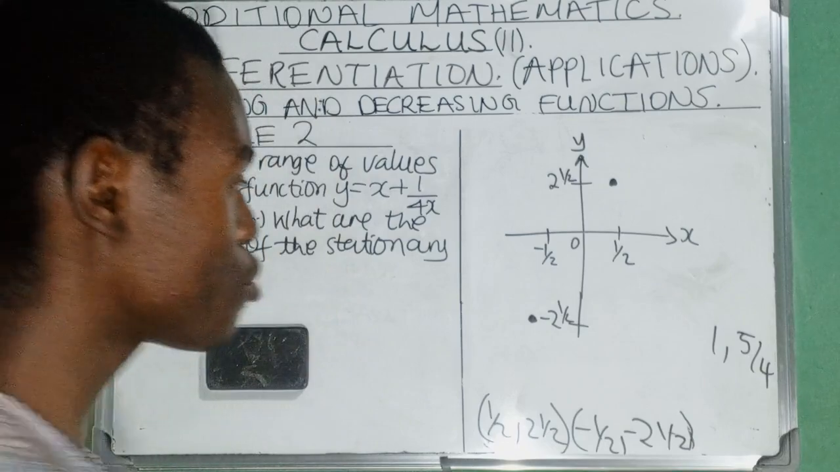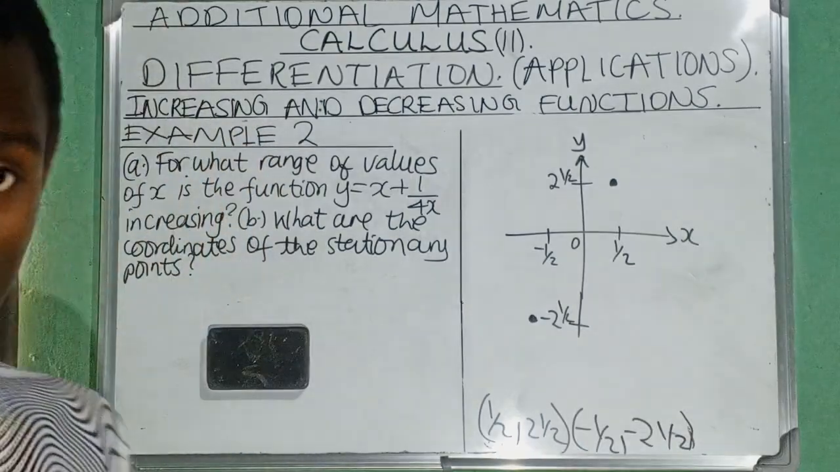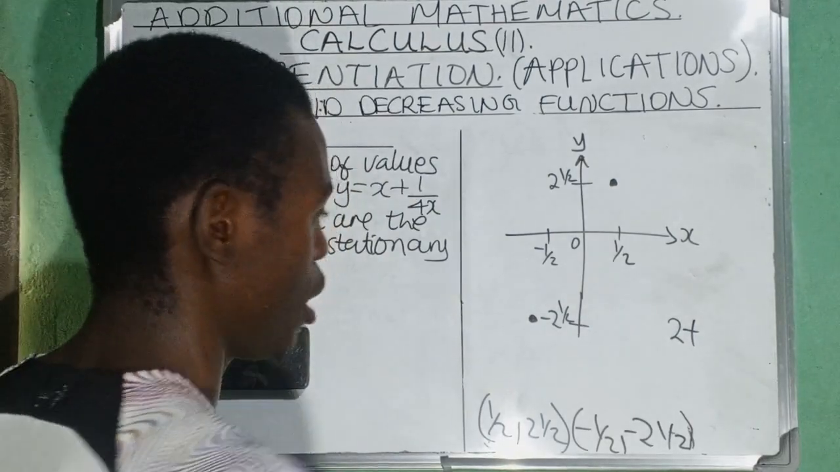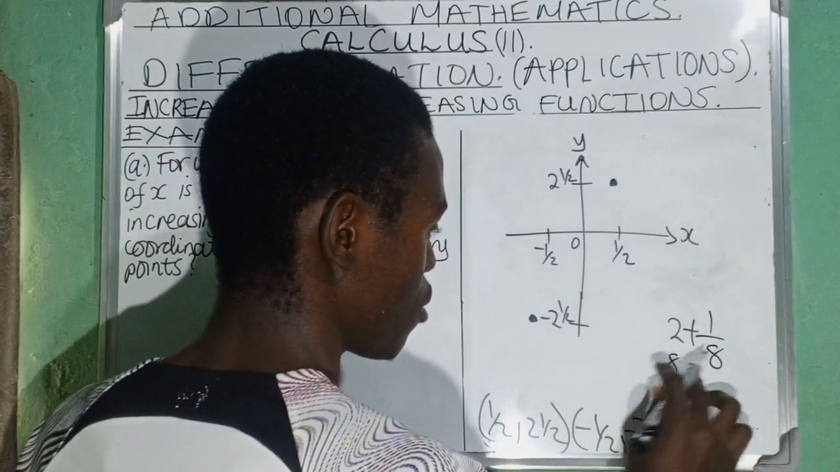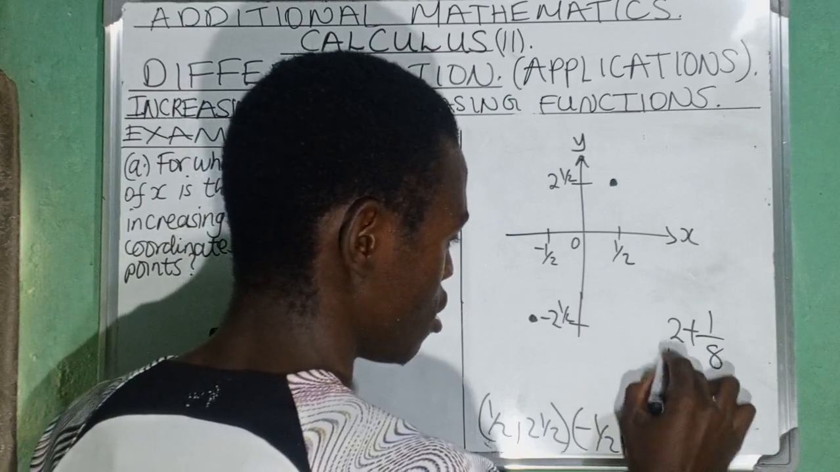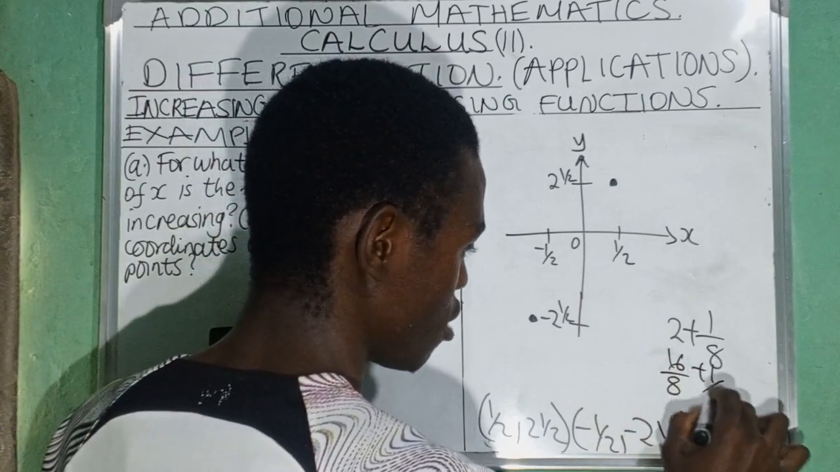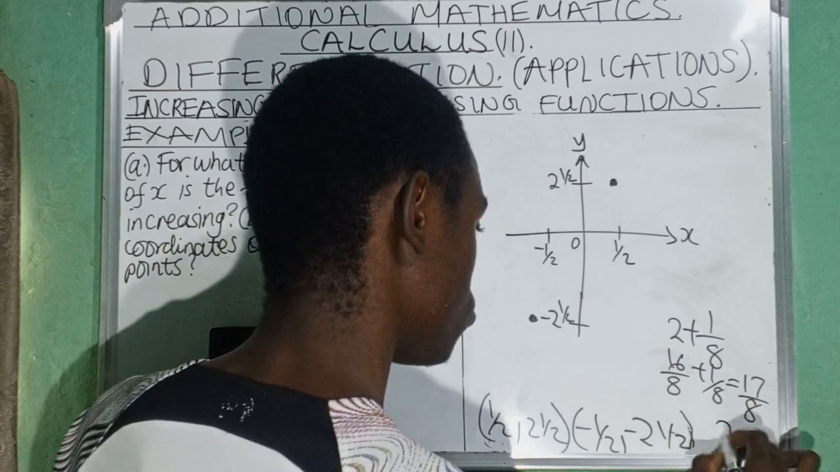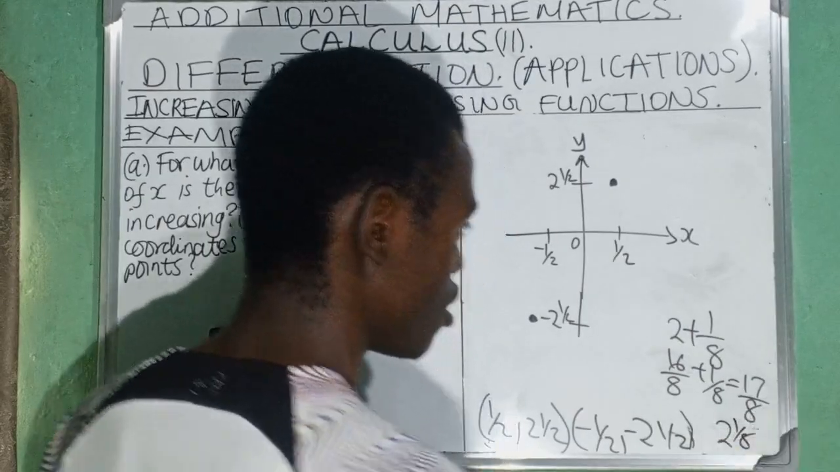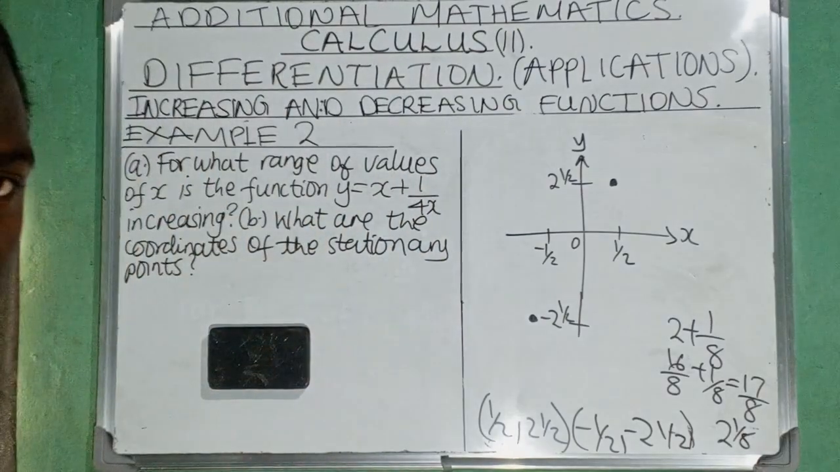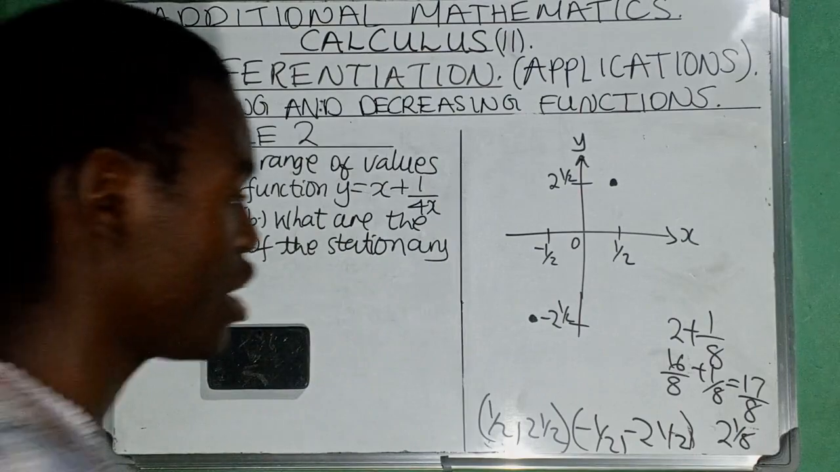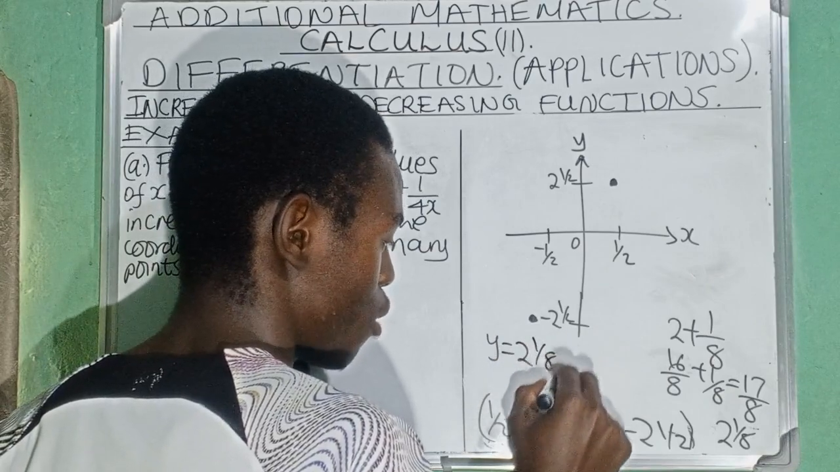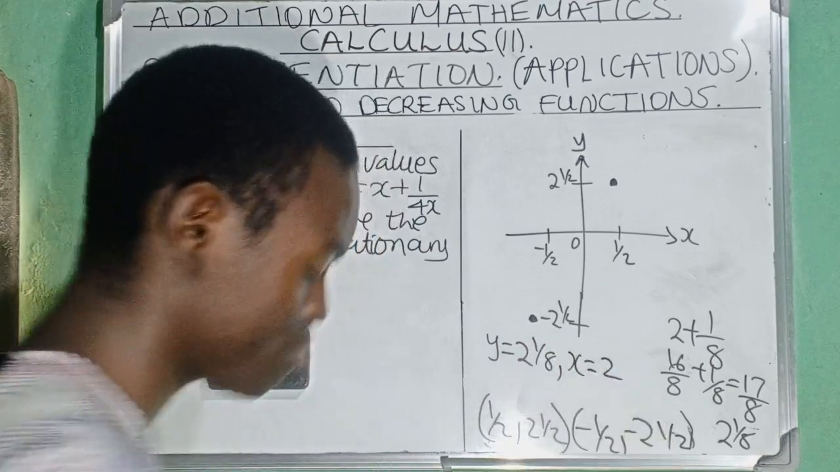Okay. So try to substitute a positive 2. If you substitute a positive 2, you're going to have 2 plus 1 over 8. So you're going to say 8 times that is 16 over 8 plus 1 over 8. It's going to give you 17 over 8, which you can say is 2 remainder 1 over 8. So y is equal to 2 remainder 1 over 8 when x is equal to a positive 2.